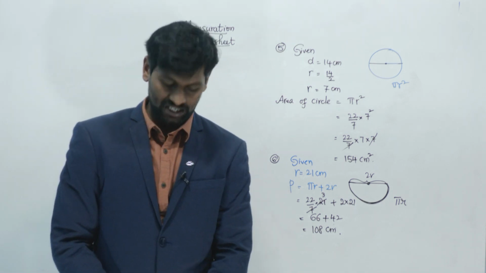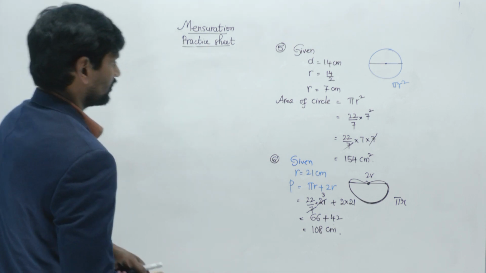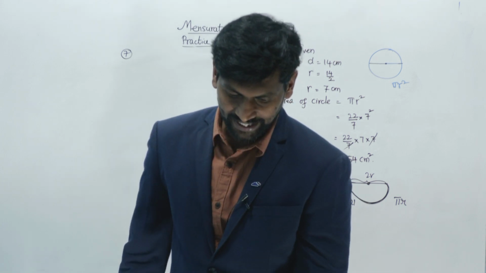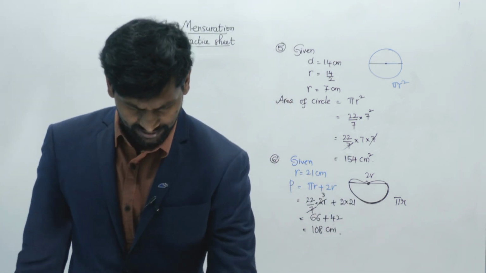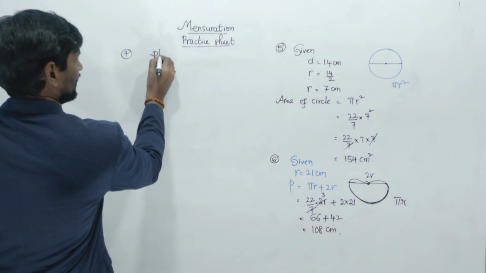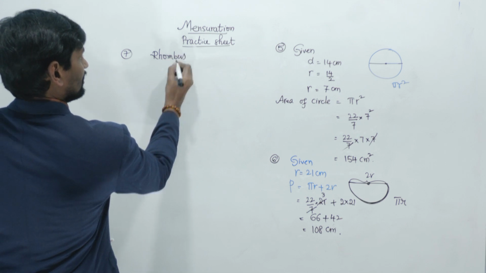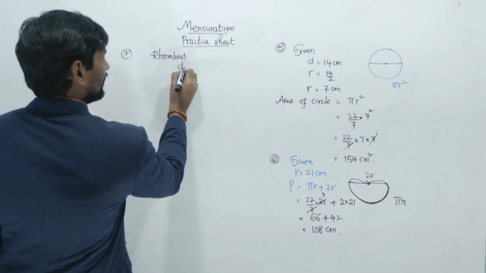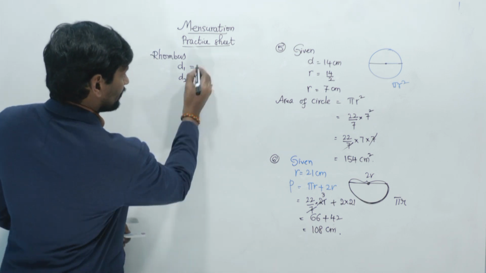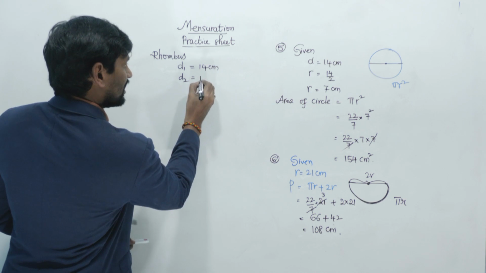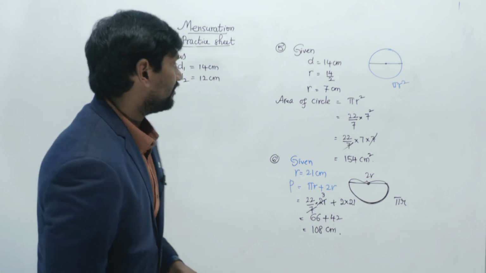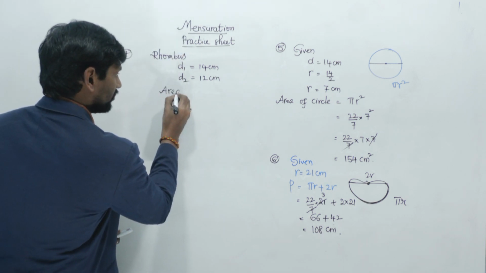Okay, now let us go to the next problem. Seventh one. Given that the area of a rhombus whose diagonals are 14 and 12 centimeters. So the given picture is a rhombus with diagonals D1 and D2. The diagonal values are 14 centimeters and 12 centimeters. As we discussed, the rhombus area formula is one you should remember.